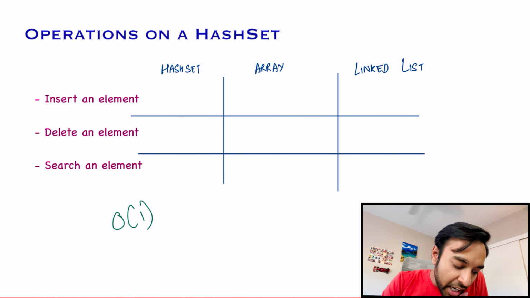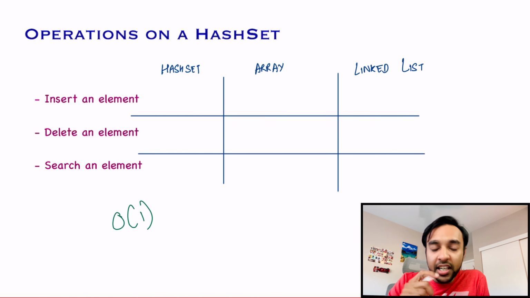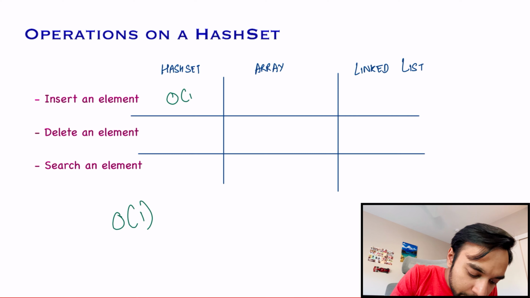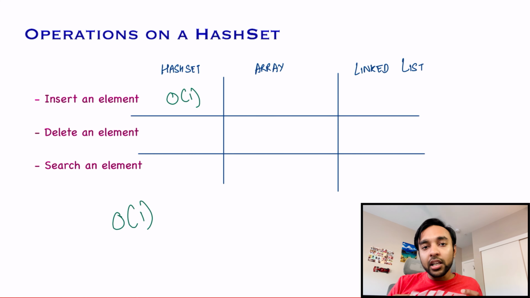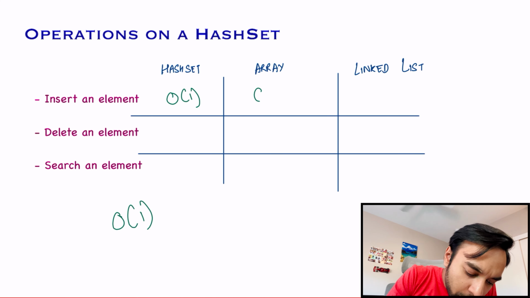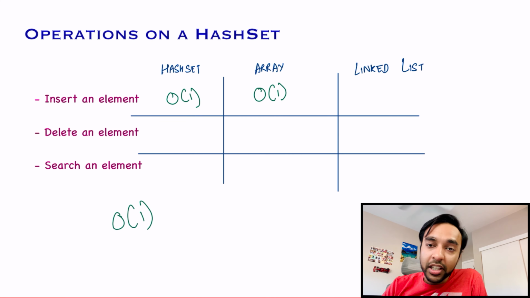So starting off with a HashSet, if you have to insert an element, you can do that in order of one time, right? When it comes to an array, you know that, okay, my array is of the size 10 and I can insert an element at any position. So you can do that in order of 1 time here as well.